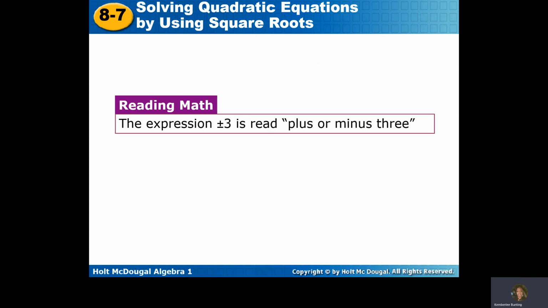Also, young people, when you see that plus symbol over the negative symbol, and your phone should be away, your earbuds should be put away, all of the electronic devices should be put away, you read it plus or minus. So plus or minus 3, because it literally means you're both adding and subtracting 3 to whatever the quantity is in front of it. Does that make sense?